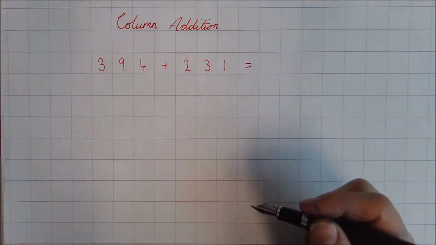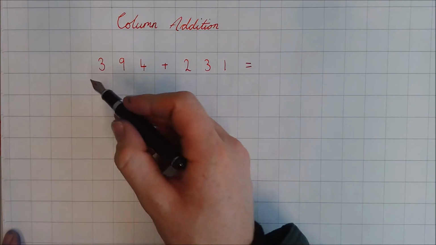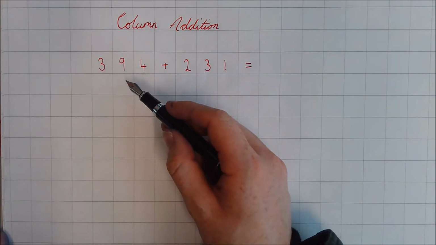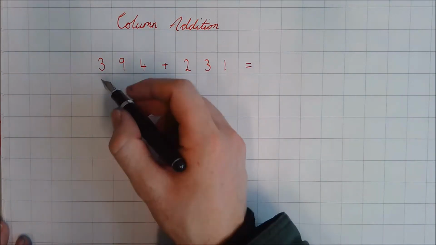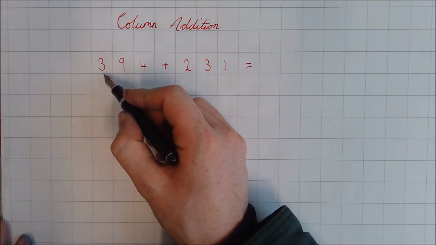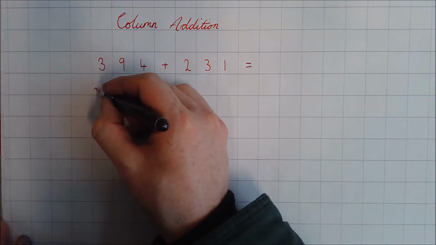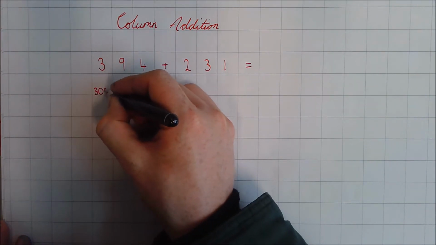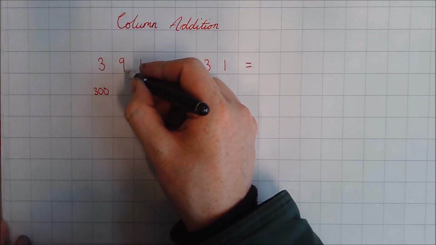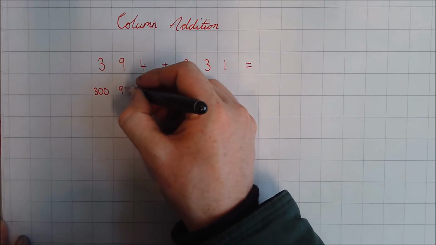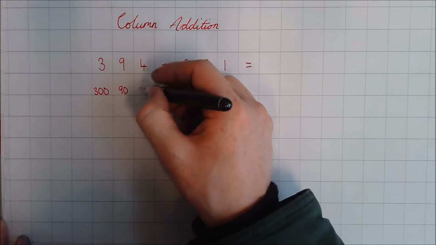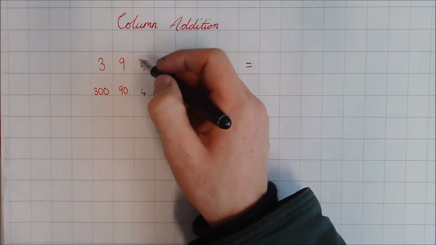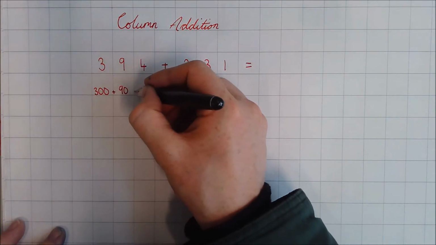So to do the expanded method, we are going to decompose or partition these two addends using our knowledge of place value. So what is the value of this 3? That's right, 300. What's the value of this 9? Well, it's in the tens column, so 9 tens is 90. What's the value of this 4? It's in the ones column, so it's 4 ones. So 394 is made from 300, add 90, add 4.